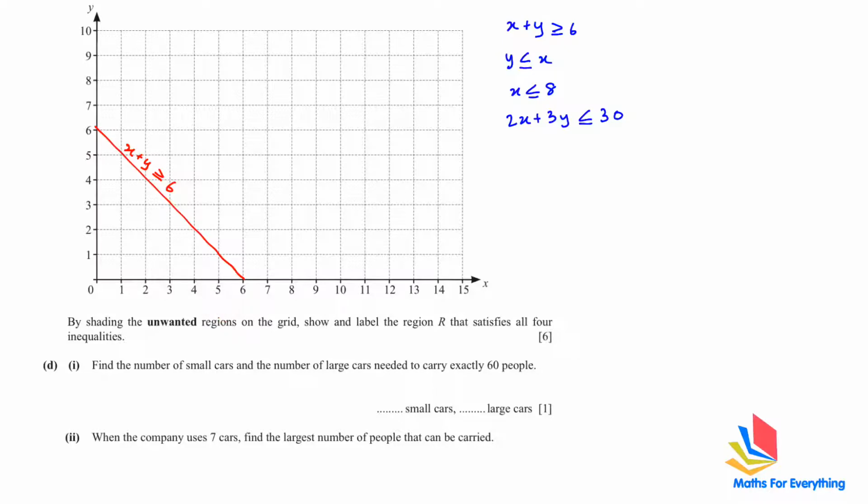So this is the line. The next one, y is less than or equal to x. It means that when x is 1, y is 1. When x is 6, y is 6. So plot a few points and join the line.